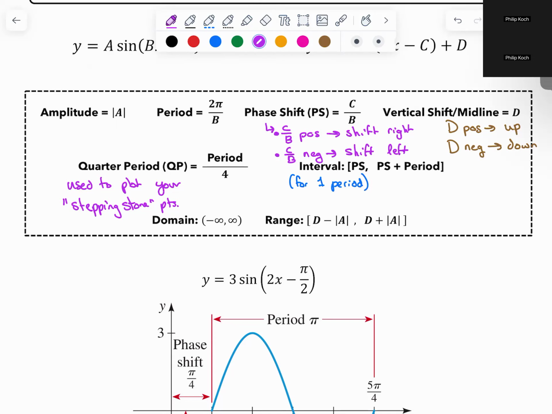And then the interval and period, where I talk about that interval, we're only really interested in one period of the graph. So we only really need to draw it from the phase shift to the phase shift plus one period, because it'll repeat itself every period.